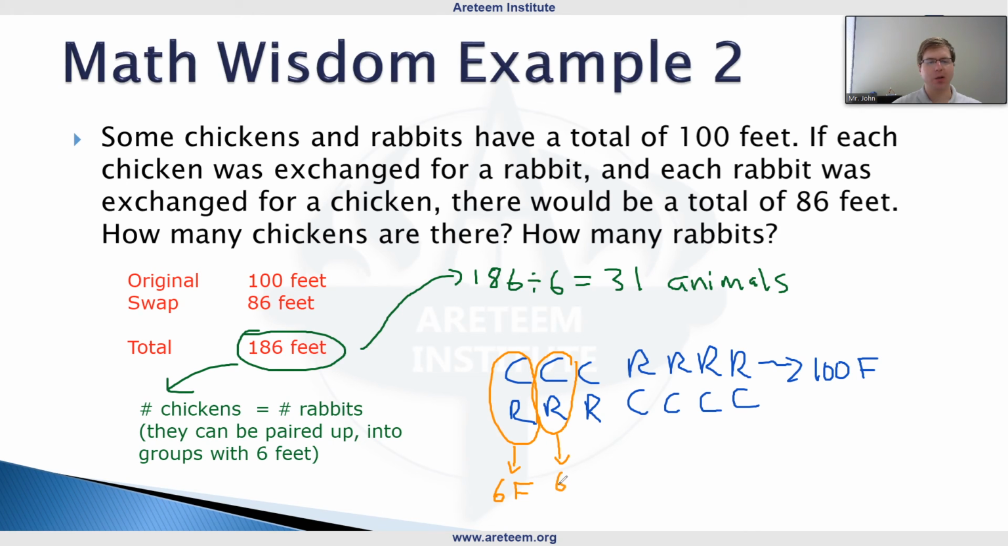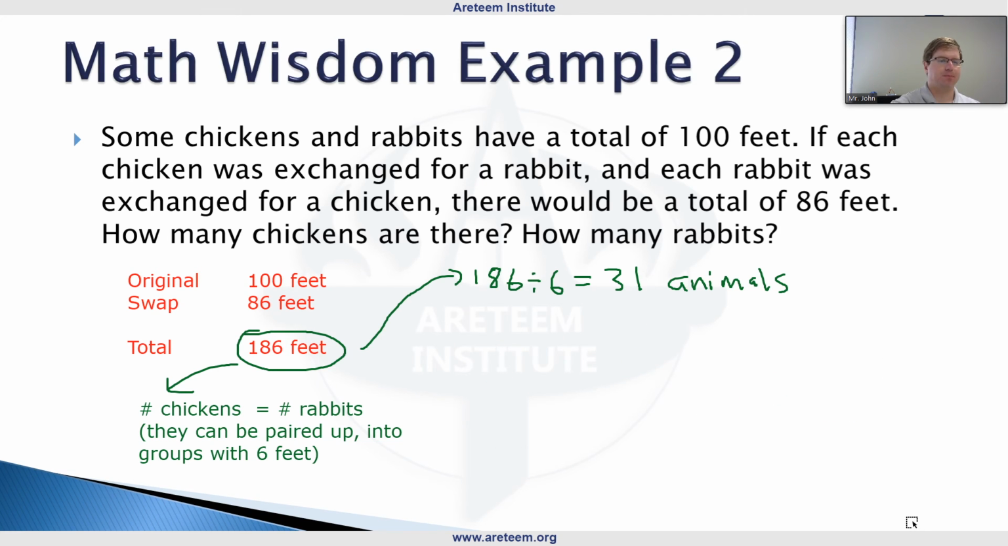So I'm still explaining where this 31 animals comes from. What we're noticing here is that in the 186 feet in total, those could be thought of as coming in groups of 6. So we have 31 animals right there. Okay. So that is where the 31 animals comes from.